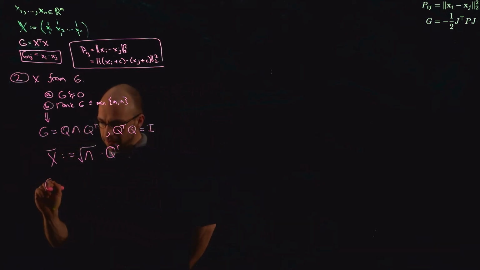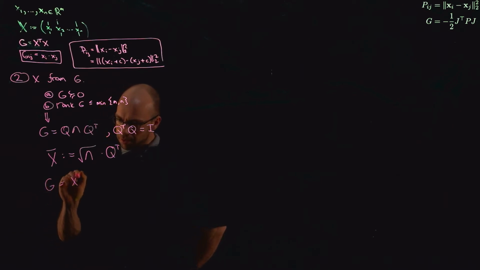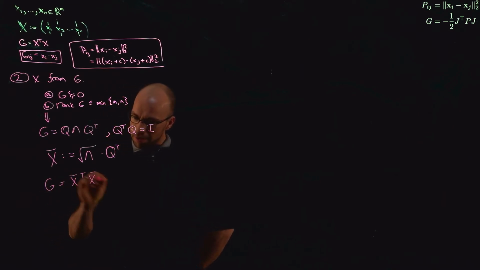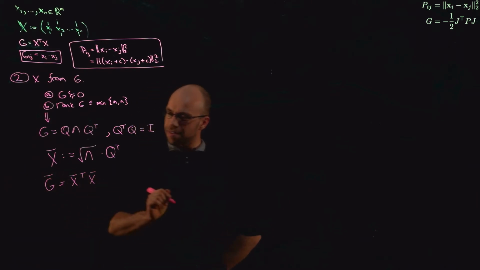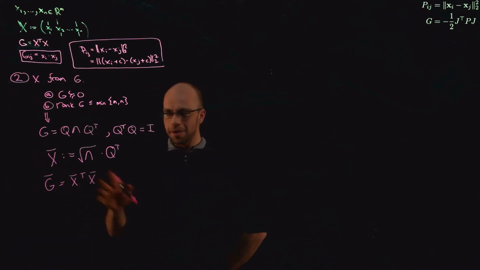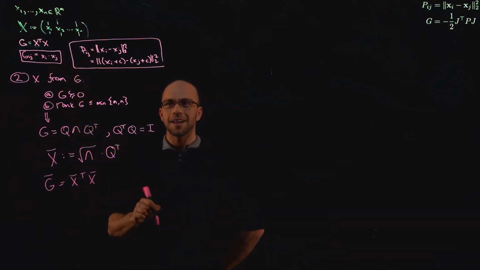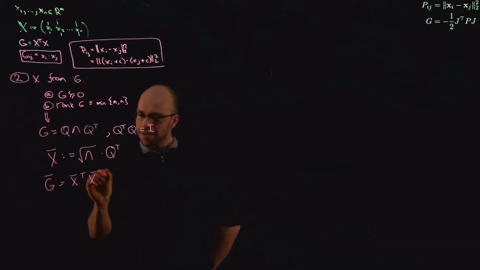Well, let's write it out maybe. So G is equal to x bar transpose x bar. This is really the gram matrix of the points that we just proposed, but we want to show that this is equal to our x, or at least x transpose x.